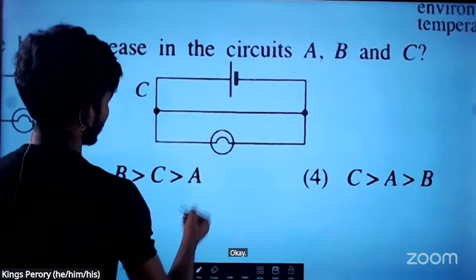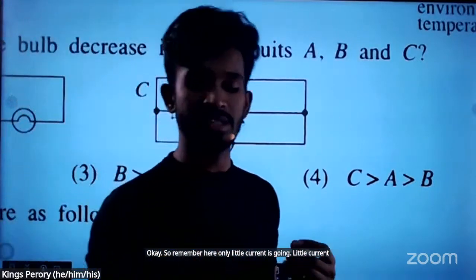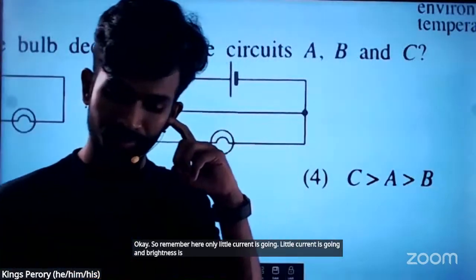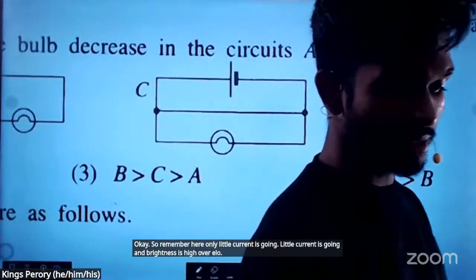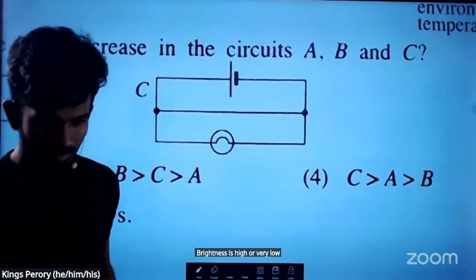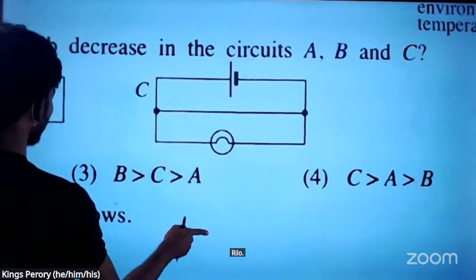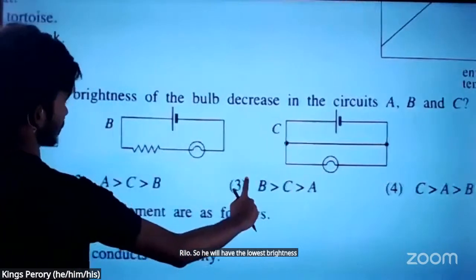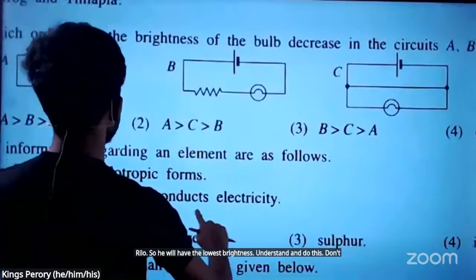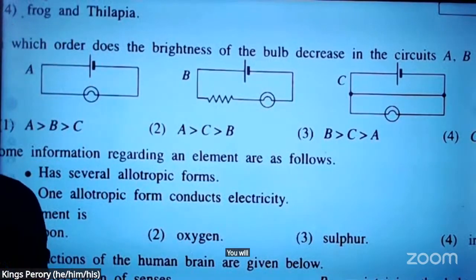So remember here, only little current is going. Little current is going, so brightness is very low. So C will have the lowest brightness. Understand and do this. Don't just guess and answer this question. C will have the lowest brightness.